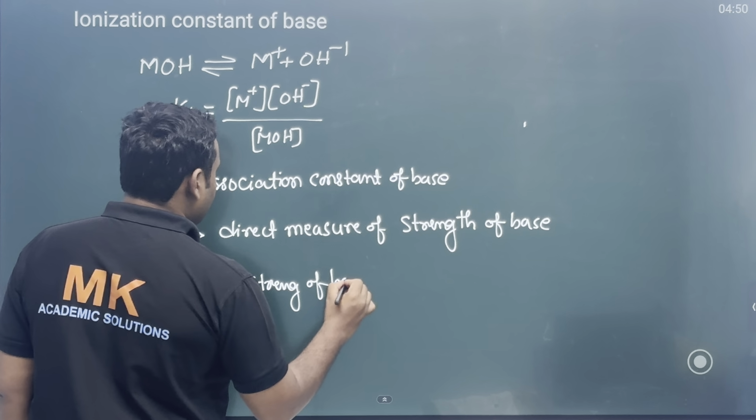Out of these three, B is the strong base, whereas C is the weak base. Why? Because B has the higher Kb value, whereas C has the lower Kb value. Okay, this is about the ionization constant of base.